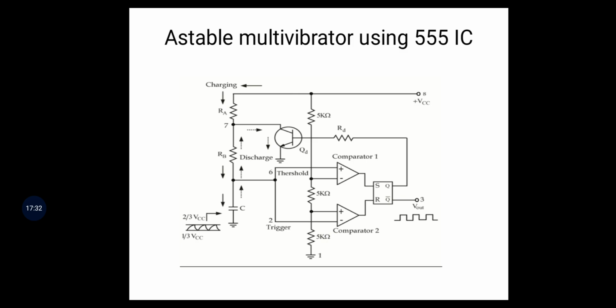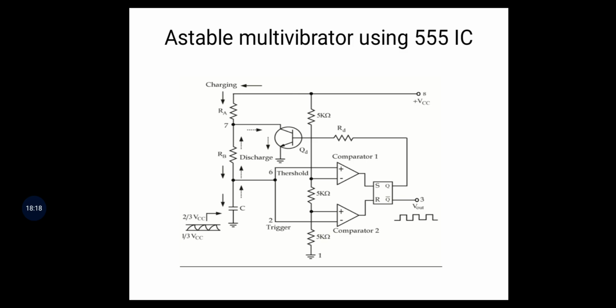Next, we are discussing the astable multivibrator using the 555 IC. What is meant by astable multivibrator? A multivibrator is a circuit which generates waveforms. Astable multivibrator means no stable states. There are three types of multivibrators: monostable multivibrator, astable multivibrator, and bistable multivibrator. Astable multivibrator means there is no stable state.